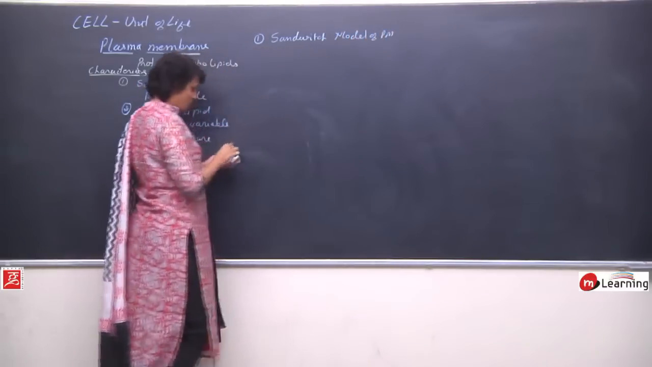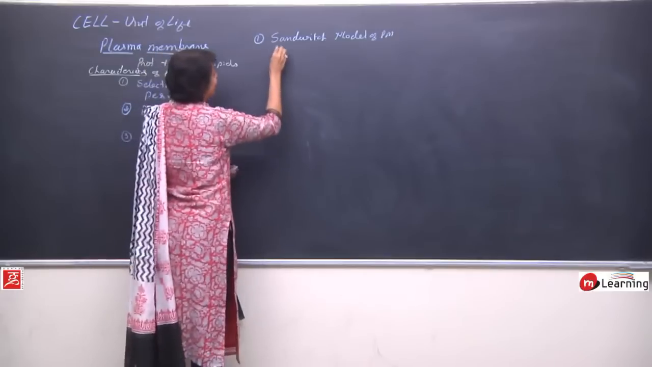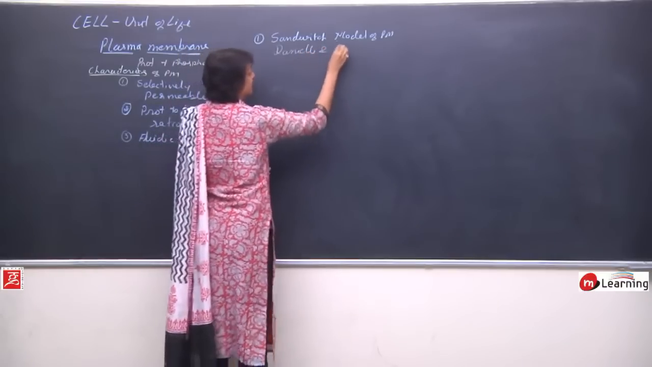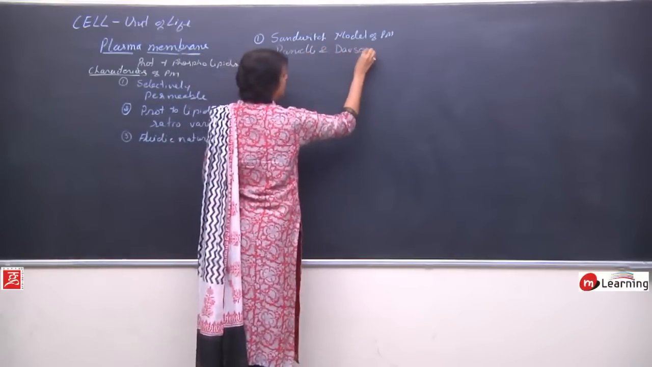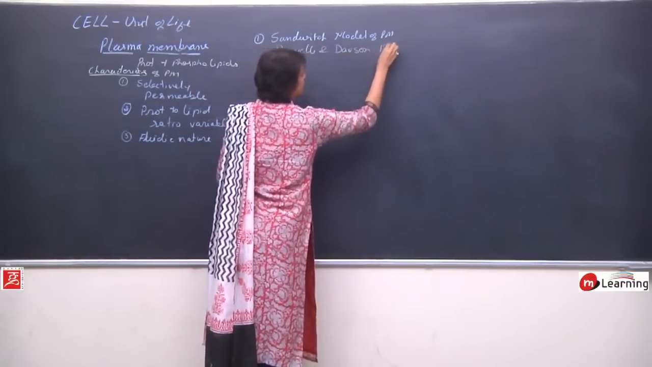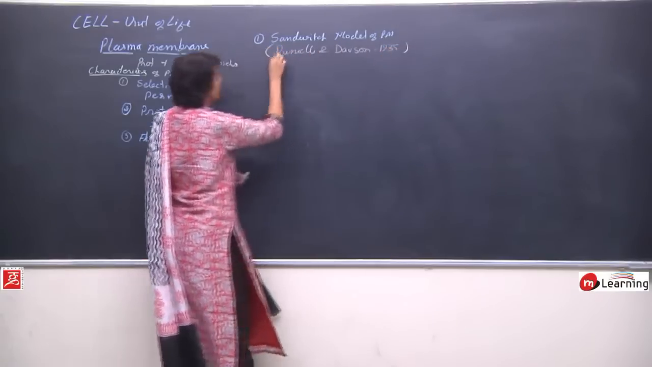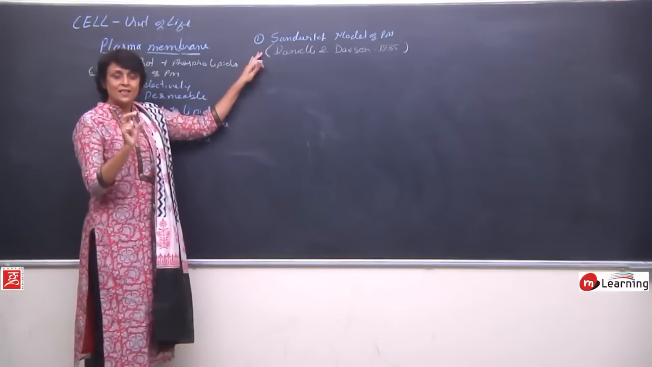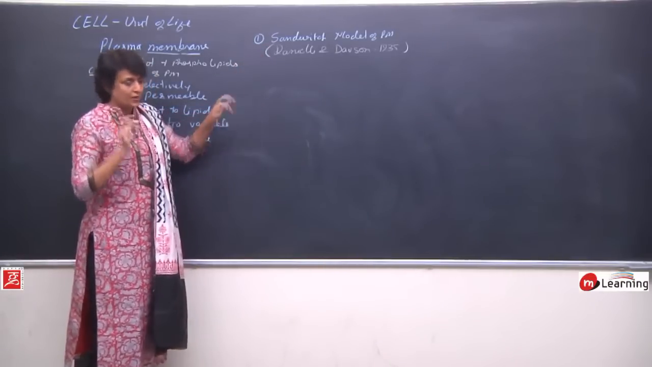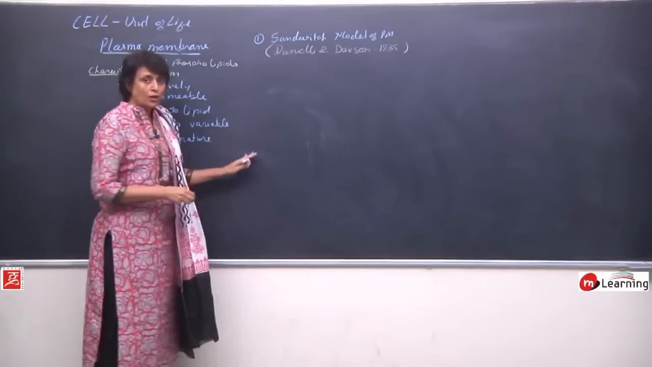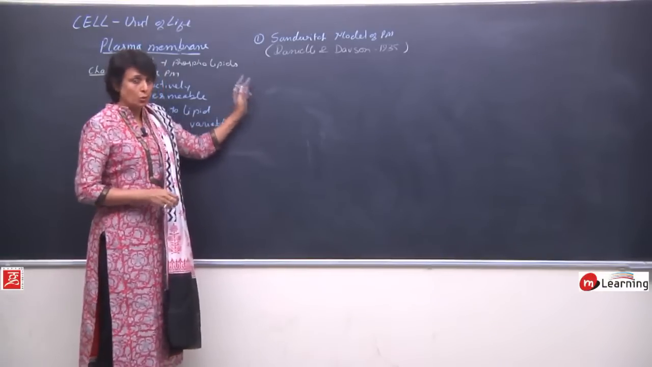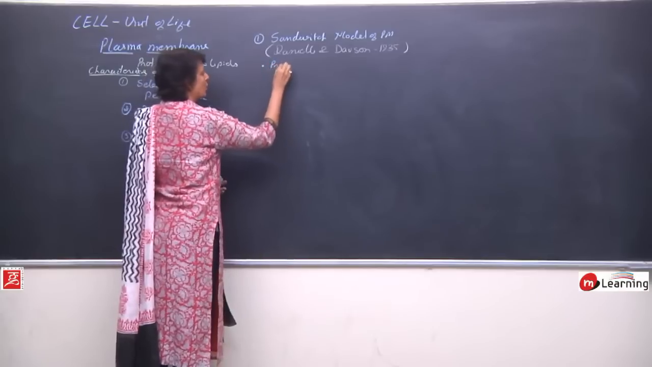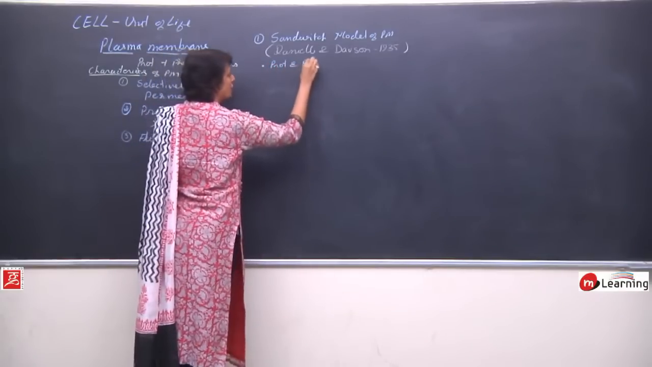Which was proposed by Danielli and Davson in the year 1935. This model is known as the sandwich model. So as the name tells us, it's something like a sandwich-like structure. Before we draw the structure, let us see what all they told us about the membrane. They said it is made up of proteins and phospholipids.